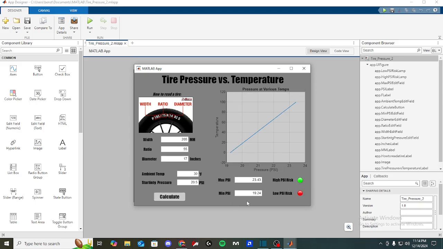So that's that. As you can see, I've got 5 inputs here, I've got 2 outputs, and I do have all of my lines of code. This is the tire pressure versus temperature calculator, and that is my final.